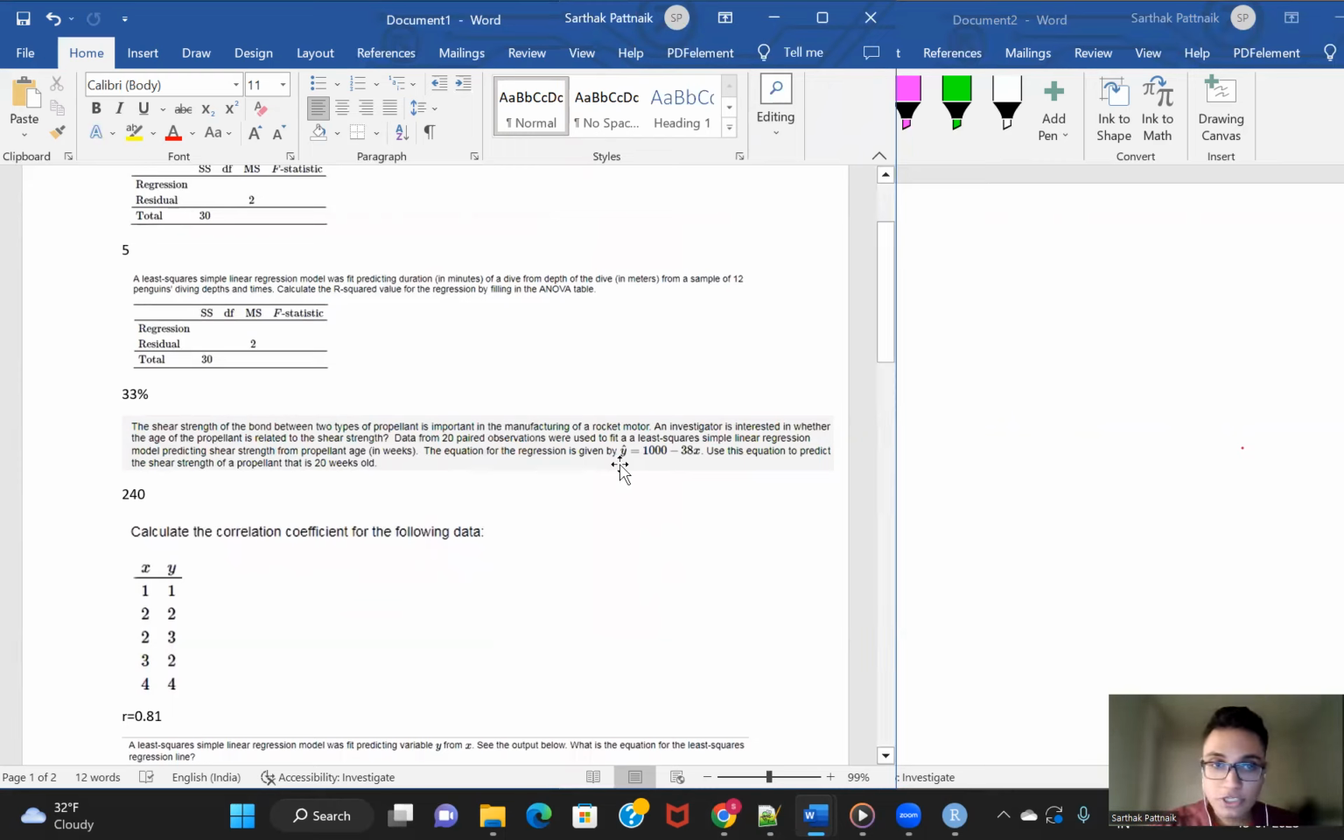They have already given the equation. The equation of the regression is given by y predicted is equal to 1000 minus 38 into independent variable x. Use this equation to predict the shear strength when the propellant is 20 weeks old. Here my age is in weeks and my data is also given in weeks. So we have to calculate my shear strength, which is nothing but y cap. I can directly put the value 20 in the equation to get my answer.